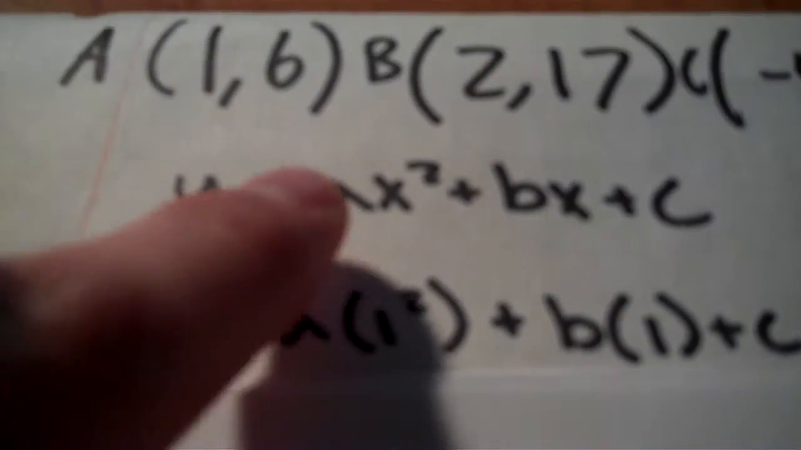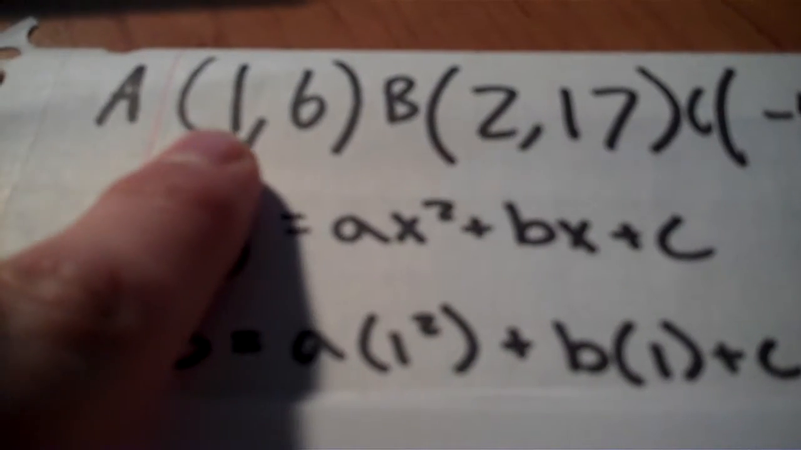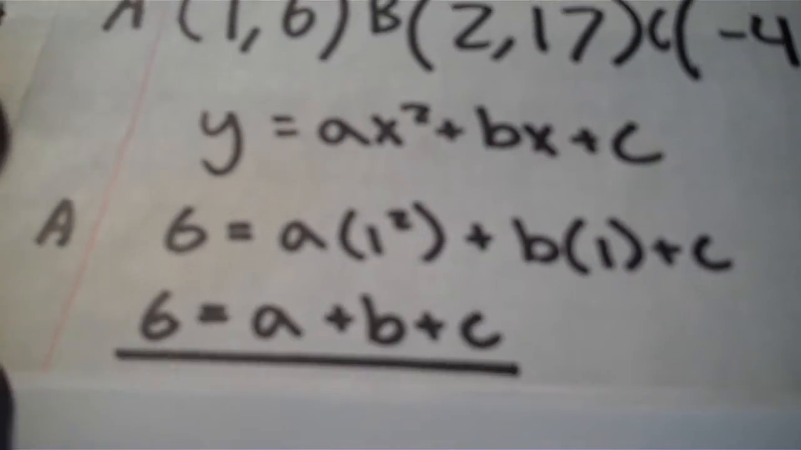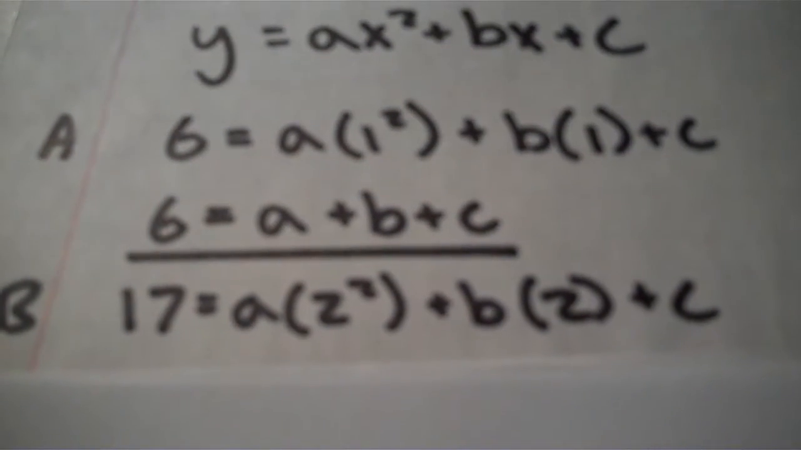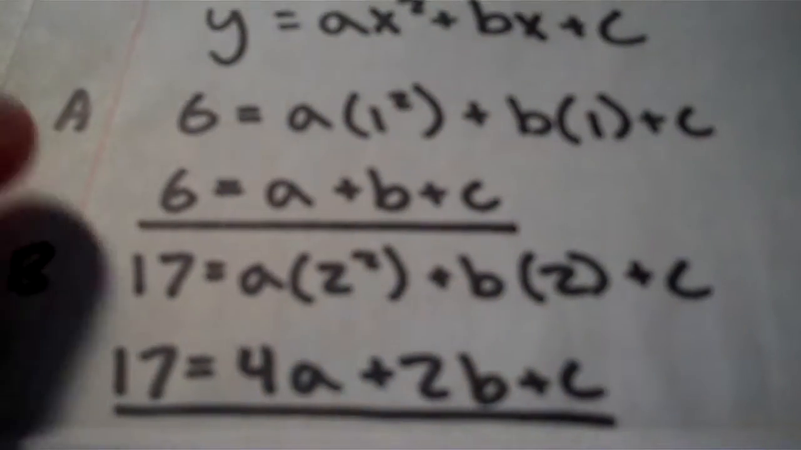So I got 6 equals a times 1 squared plus b times 1 plus c. I got the 6, which is the y, from the y spot in the coordinate, and the x I also got from the x spot on the parabola. So after looking at that, we just get 6 equals a plus b plus c. And then I went ahead and did the next one too. We get 17 equals a times 2 squared plus b times 2 plus c, which ends up being 17 equals 4a plus 2b plus c.